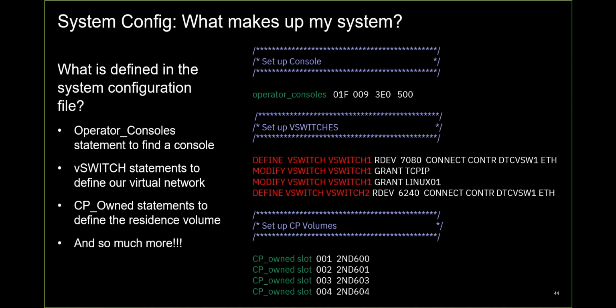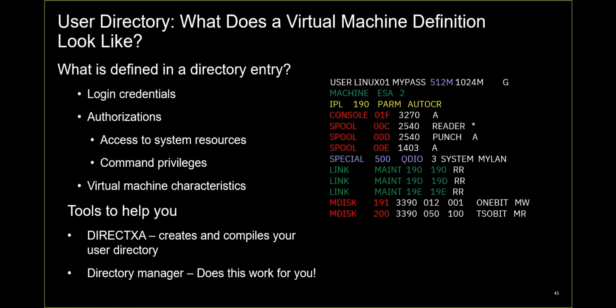You see the vSwitch definitions, right? This is where we actually set up our virtual network devices. And then you see our CP-owned volumes. These are resident volumes that CP is going to use for a variety of different things. But again, the important piece is this is defining all the things about our system. Nowhere here do you see anything about our users. That happens at the user directory level, right?